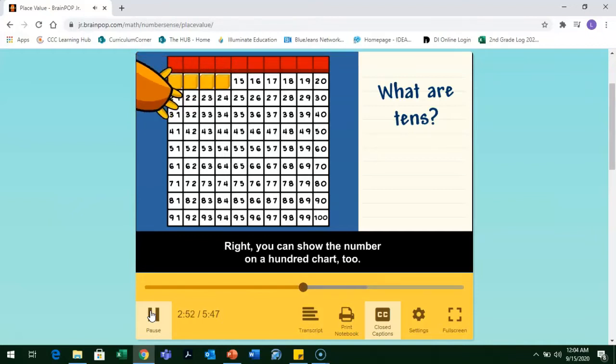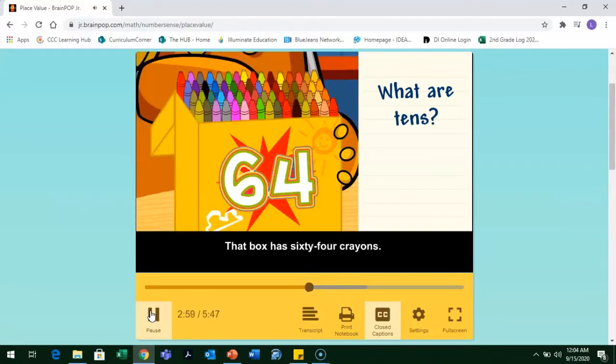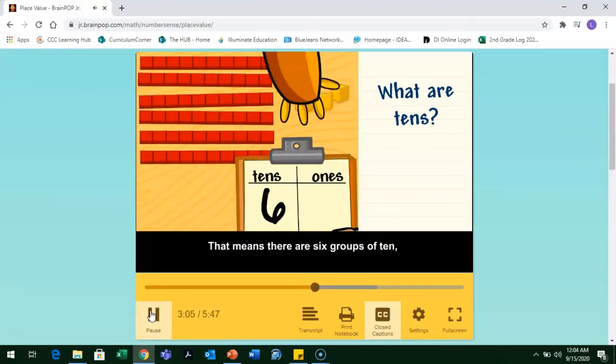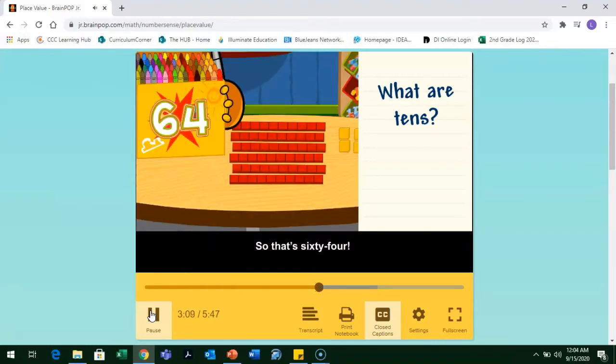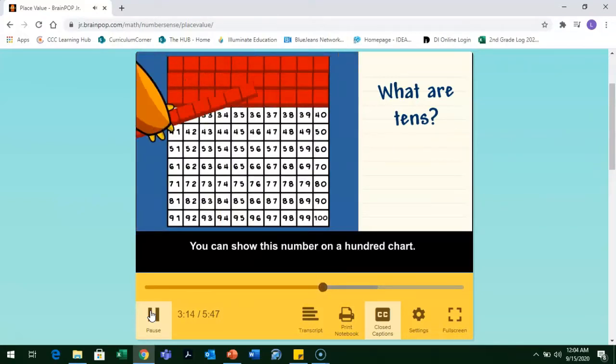You can show the number on a 100 chart too. That box has 64 crayons. That means there are 6 groups of 10 and 4 ones. So that's 64. You can show this number on a 100 chart.